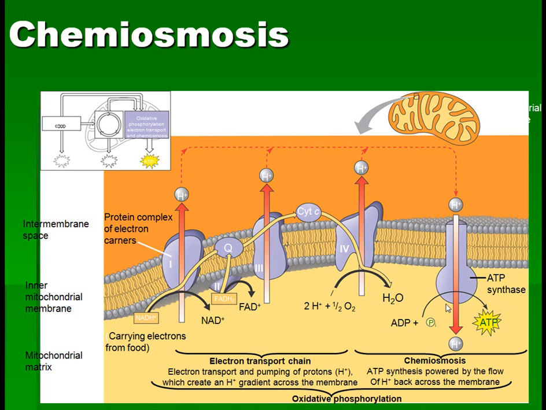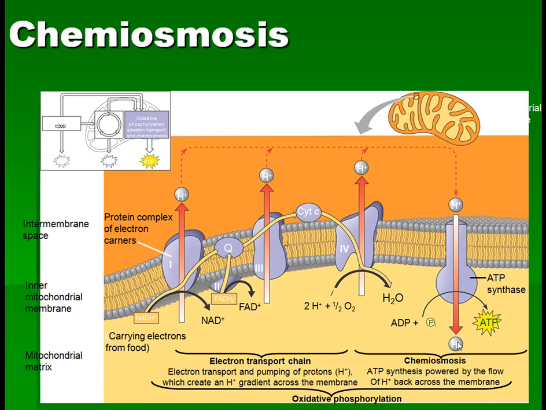There is a binding site inside this ATP synthase enzyme for ADP and inorganic phosphate. The two bind to this enzyme. When the hydrogen ions come flowing back across this enzyme, it actually spins this enzyme like a turbine. And as it spins this enzyme, ATP is shot out on the other side.